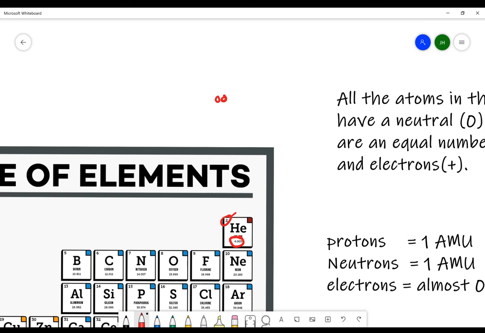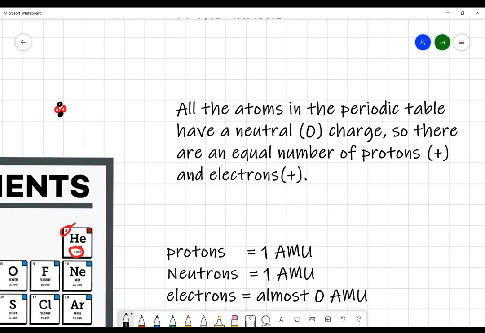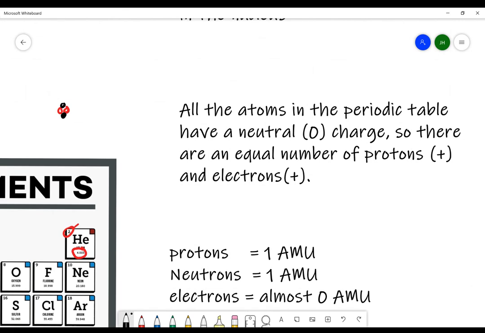Next, since the mass is 4, we need another 2 elements, which would be neutrons, to make the atomic mass 4. 1, 2, 3, 4 atomic mass units. That is the nucleus of our helium atom. Elements in the periodic table are all neutral, which means they have no charge. This is because they have the same number of negatively charged electrons as they have positively charged protons.